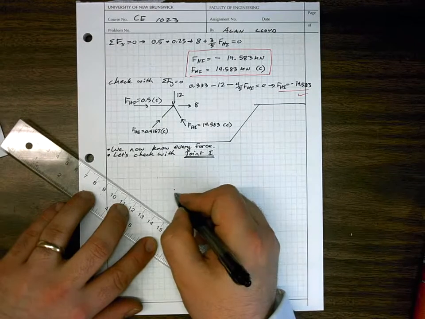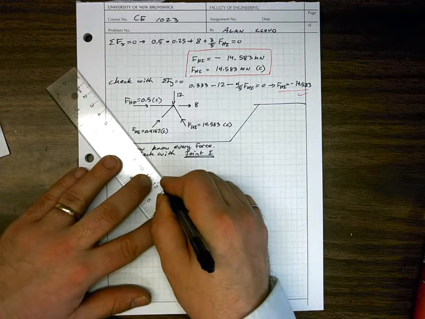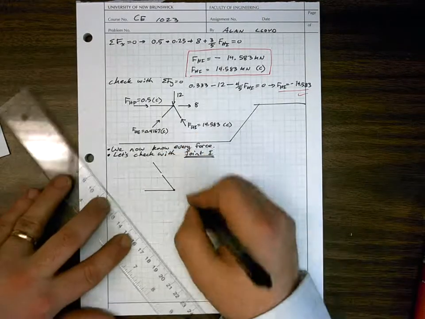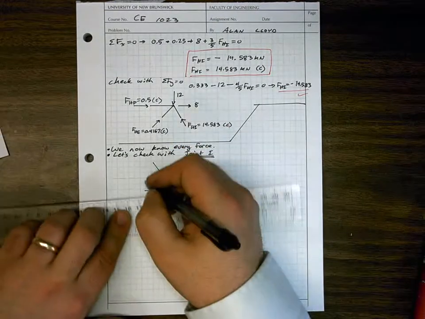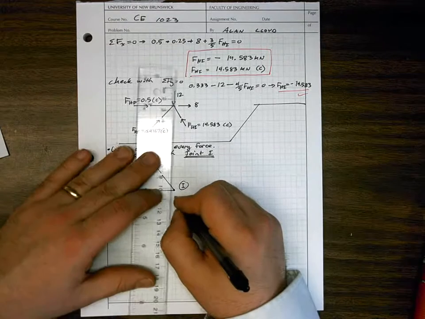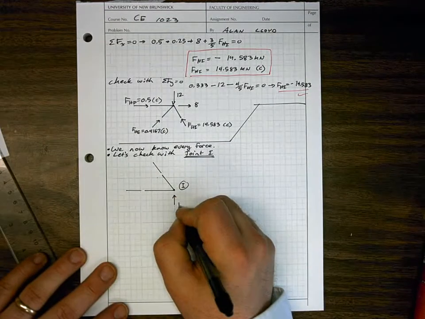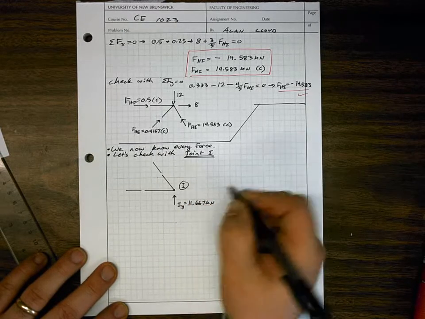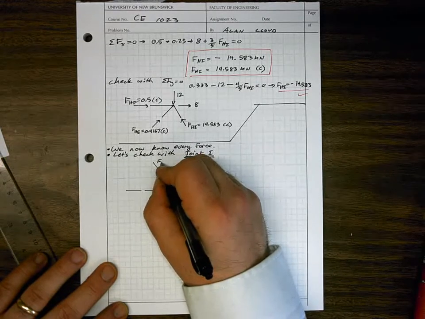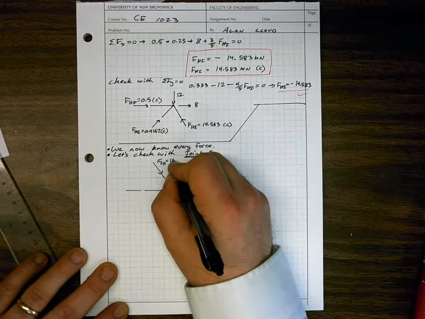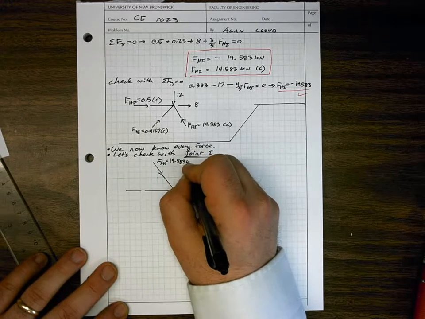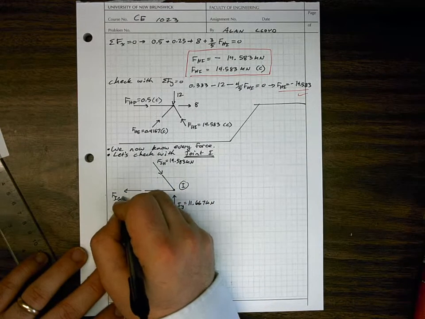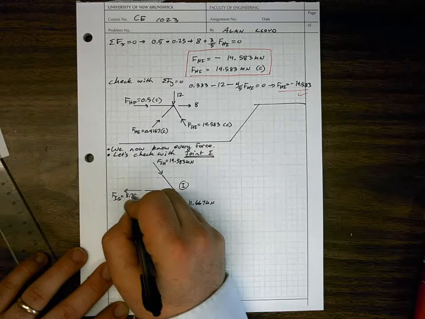Step number 1 is always to draw the free body diagram of that joint in a local coordinate system. So we've got joint I here, and we've got some members framing into it. We've got a vertical reaction, so IY is equal to 11.667 kilonewtons. FIH is equal to 14.583 kilonewtons. FIG is equal to 8.75 kilonewtons.